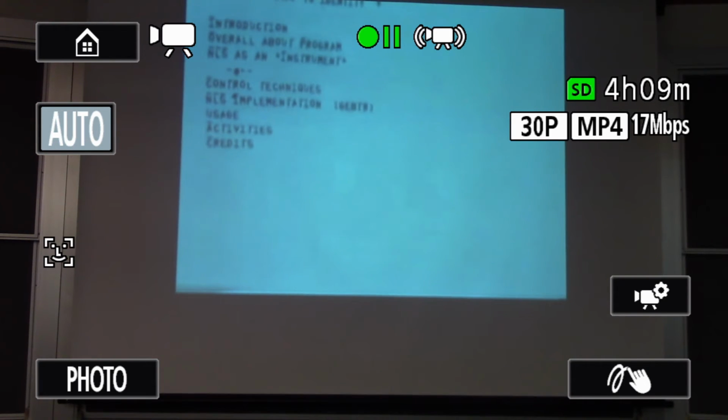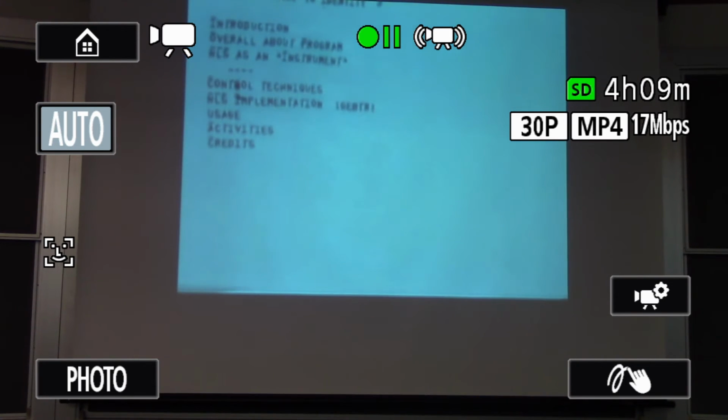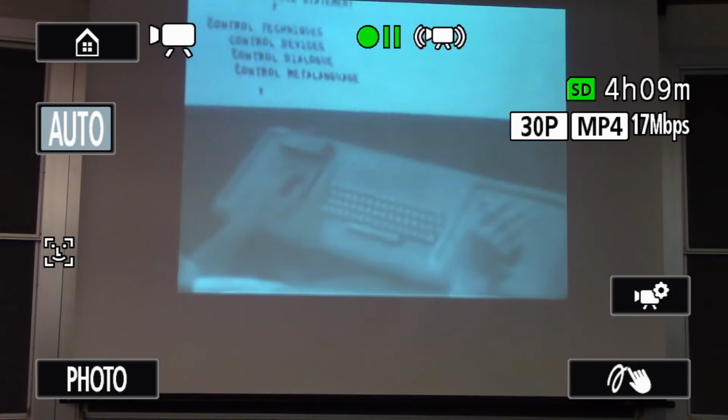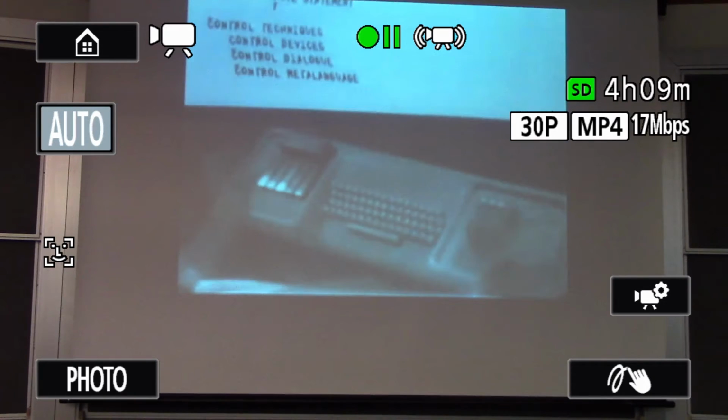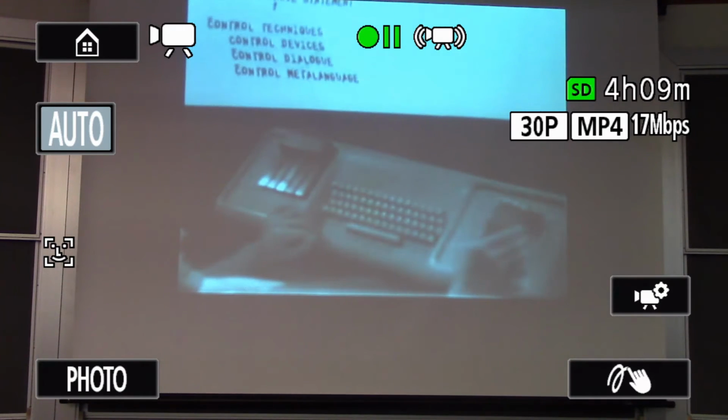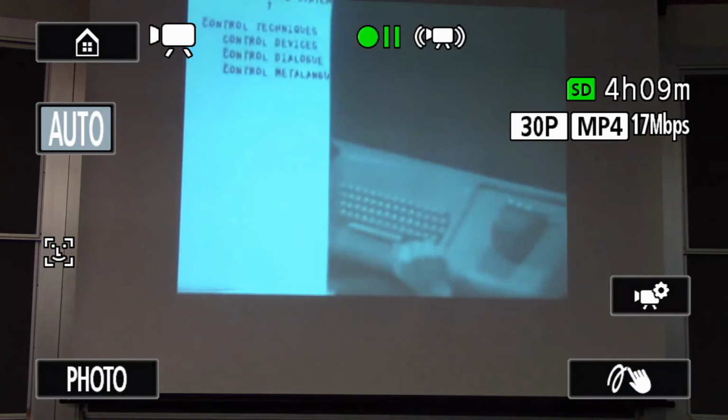So I'm going to talk to you about the control techniques, control devices, control dialogue, and control meta language we're using. To talk about control devices, we'll use this overhead camera shot, where you can see the devices that I'm using. I use 3, and they're not all standard. We have a pointing device called our mouse, a standard keyboard, and a special key set we have here.